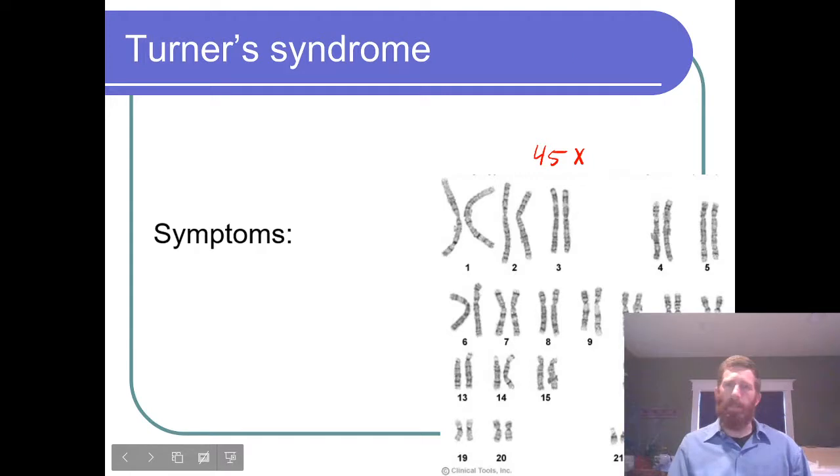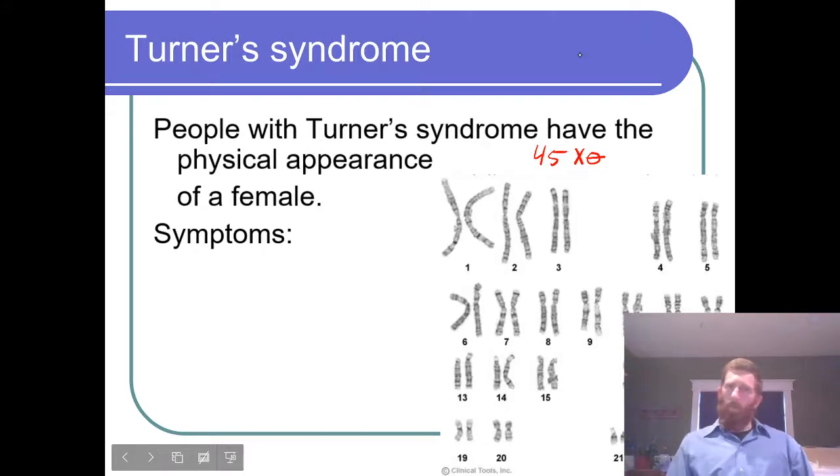Some people add like an X0, right? Some people add like an X dash or whatever. Some people it's just 45X on the test. I'll accept 45X. That's totally fine. But that's how we would summarize that. So then, right, what does this lead to? What are kind of the symptoms?